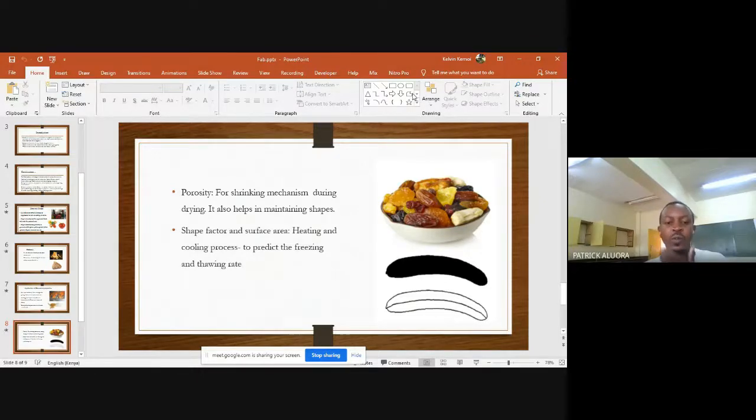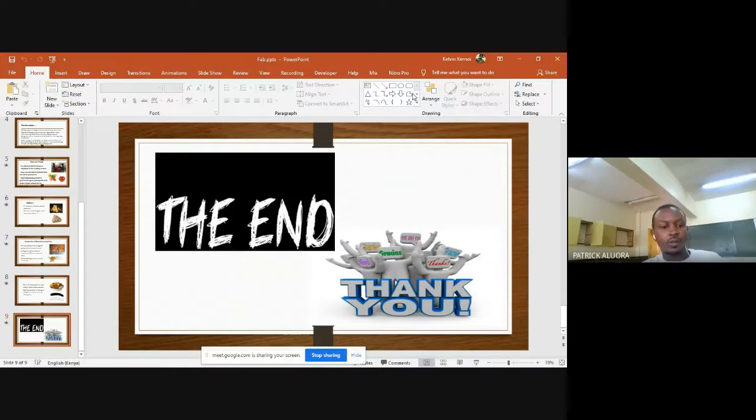Shape factor also influences the heating and cooling processes, so you can use this to predict the freezing and thawing rates. Because the more surface area is exposed, the better the freezing and thawing rates. So that is the end of today's class, and thank you.